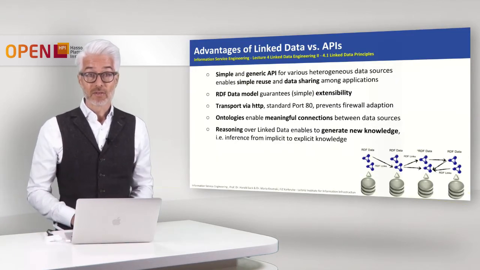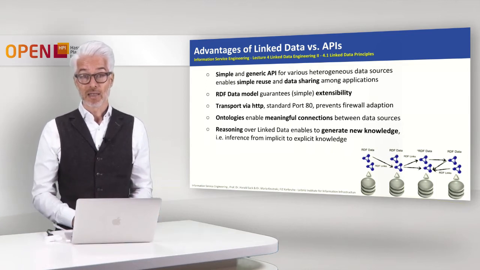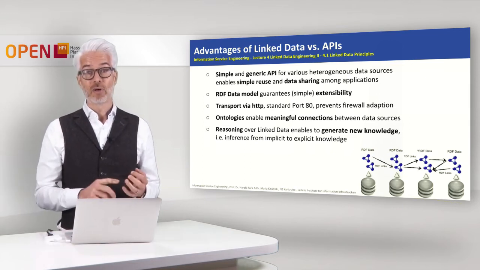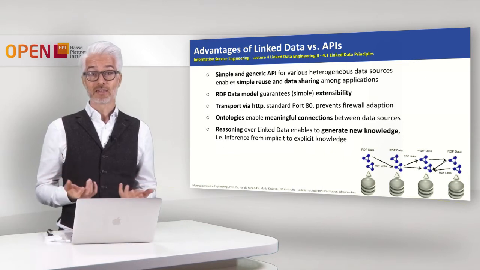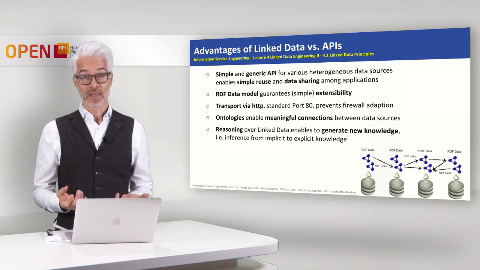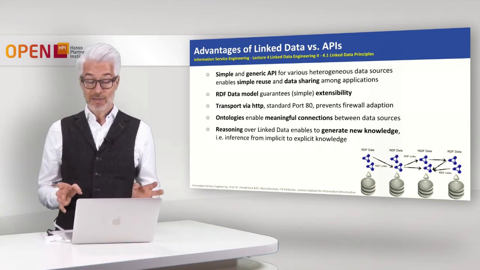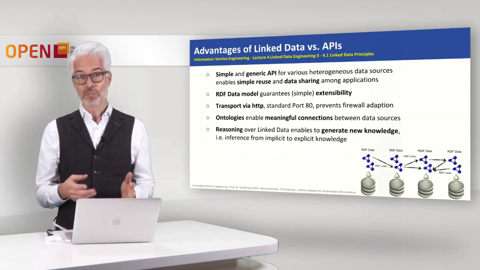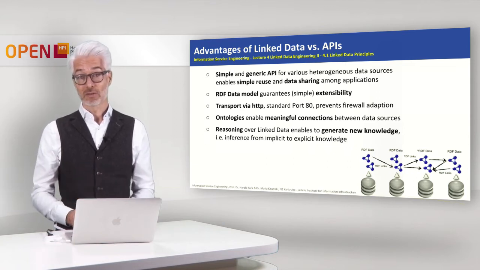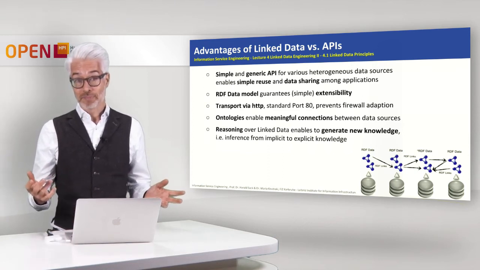So to summarize the advantages of linked data against traditional APIs, what you are using with linked data is a rather simple and rather generic API for various heterogeneous data sources, which enables a simple reuse as well as data sharing among applications. Everything there is based on or encoded via RDF, and the nice thing about RDF is it's open, it's extensible, so you can create new kinds of data formats in there, no problem. You create a new property, you create a new class, no big deal.